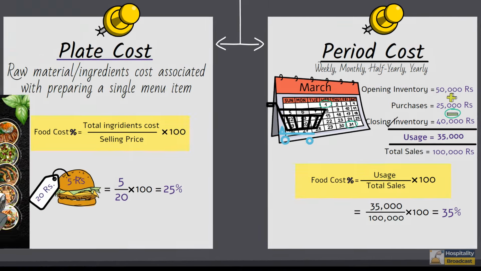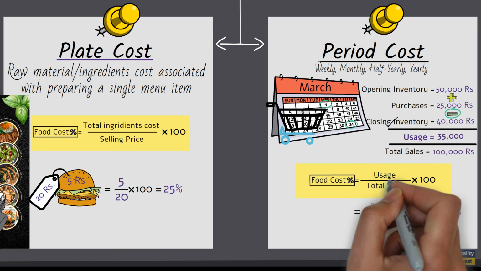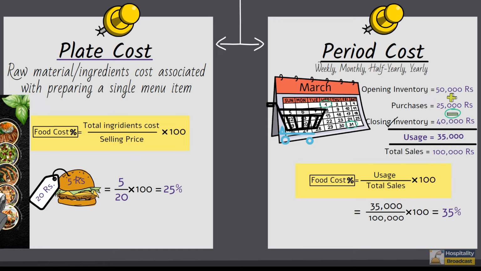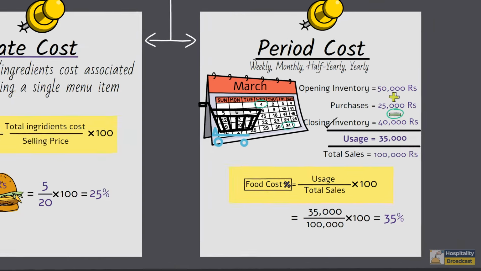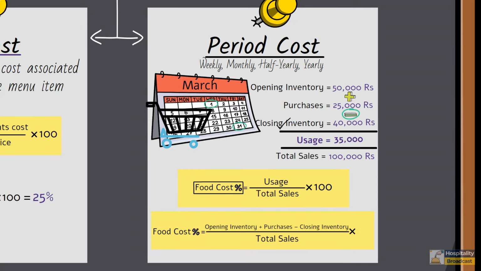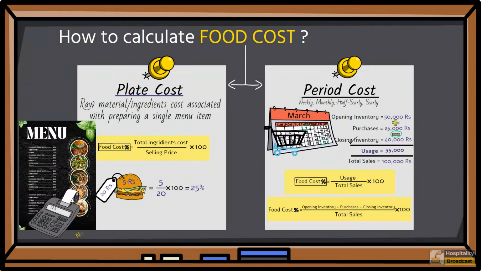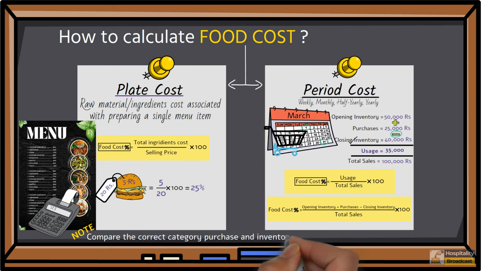Now if you look closely, both formulas are the same. In plate or individual food cost, we took the value of ingredients used for a single burger and the sales price of that same item. While in this monthly calculation, we take the whole month's ingredient usage and the total sales of the restaurant during the entire month. We can also write this formula like this. Now make sure you are comparing the correct category purchase and inventory to the correct category sales.